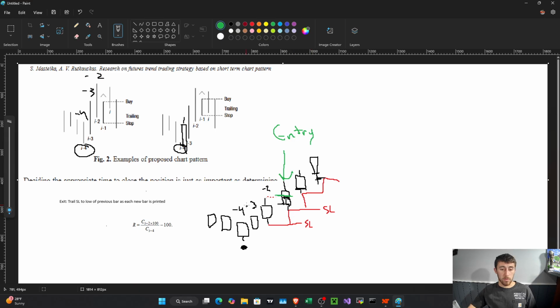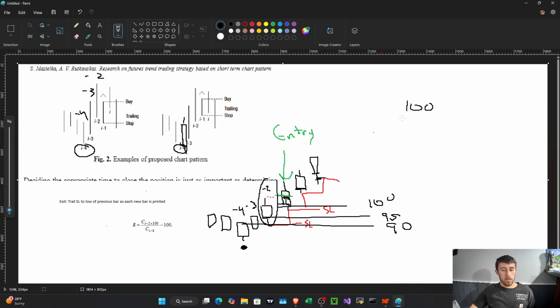Yeah, that's pretty confusing, their chart patterns. But what it's doing is, for the ranking, we're going to take the close of this candle. Let's say it's 100. This can be 95, 90. Then we're going to take 2 times that, so 200, over the close of I minus 4, which is this candle. This candle closed at 90, and then minus 100.